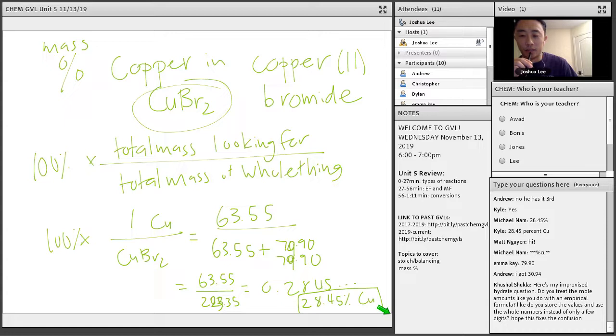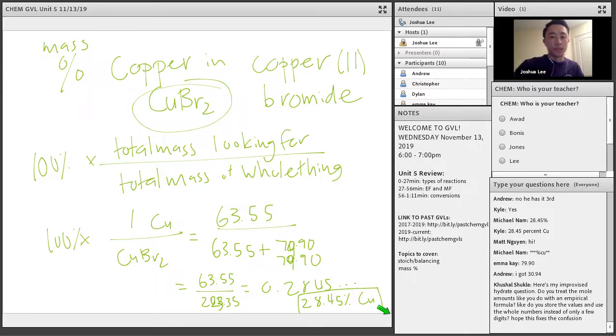Improvised. You mean improved hydrate question. Do you treat the mole amount like you do with empirical formula? Like, do you store the values and use the whole number? So basically, never round until it's your final answer. So never round.